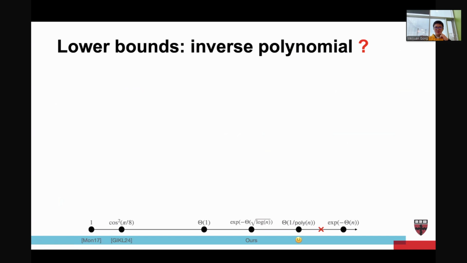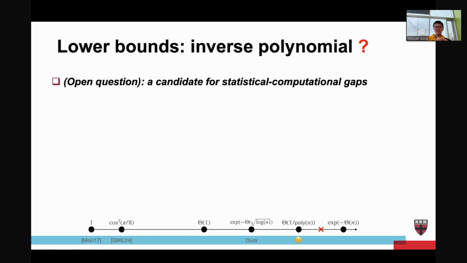But what happens for inverse polynomial? Actually, we have no idea. Statistically, it's easy, using the algorithm from Grewal et al. that we mentioned very early. They have an algorithm that works using poly(n, 1 over tau, 1 over epsilon) samples, but exponential time. So it is statistically easy, but it is computationally hard. So this might be a candidate for a so-called statistical computational gap, because for inverse polynomial tau it is statistically easy, but currently we don't know any computationally efficient algorithm.